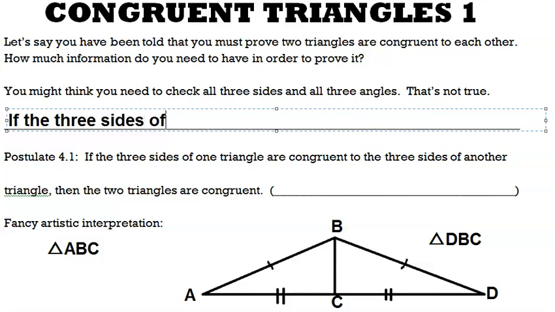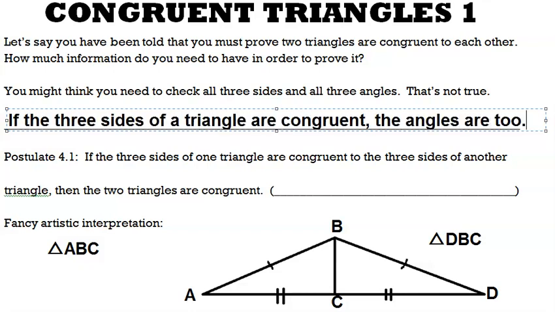If the three sides of a triangle are congruent, the angles are too. Okay, there's a rule that says that as well, and that's what we're going to cover first. Postulate 4.1. This is chapter 4 in the old book. The very first postulate says, if the three sides of one triangle are congruent to the three sides of another triangle, then the two triangles are exactly the same. The two triangles are congruent themselves. So basically, if you know that the three sides match up, that means the triangles are exactly the same. It means the angles will also match up. It means everything will be the same.